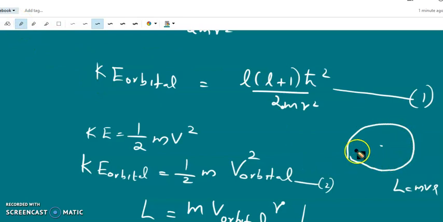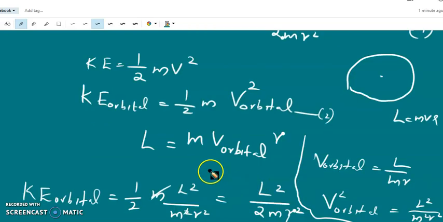Then we can write this in terms of angular momentum. We know angular momentum is mvr, where v is the velocity of the orbital motion. So L is equal to m v orbital r. From this we can write v orbital is equal to L divided by mr.